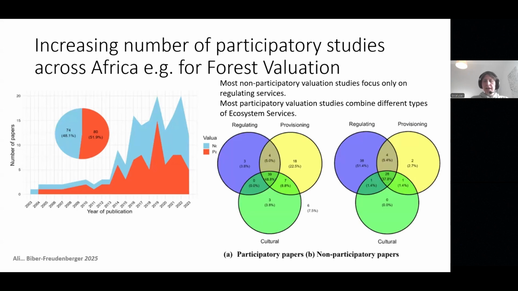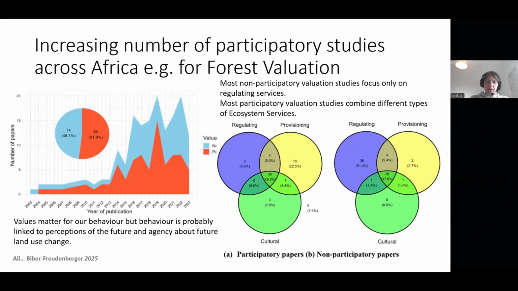But when we look at what they are actually being used for, the non-participatory studies mostly focus exclusively on regulating ecosystem services, while the participatory ones usually combine different ecosystem service groups, so regulating ecosystem services, provisioning as well as cultural. And of course, the reason is because it's easier to ask people than to actually collect hardcore data in the field about these different services. But still, I think it's interesting to acknowledge that if you want to take a systems perspective, then these participatory evaluation studies seem to be a better fit for that.